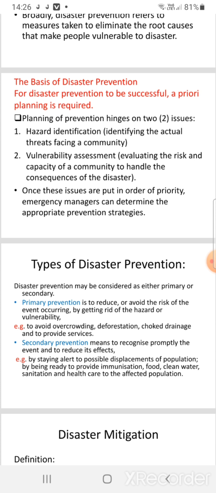So, making a study of everything and giving them priority will help managers to make an action plan by which they can act accordingly during emergencies, by determining the appropriate prevention strategies. So depending upon the priority or understanding of the situation, emergency managers can determine the appropriate prevention strategies based on the type of hazard that is occurring.